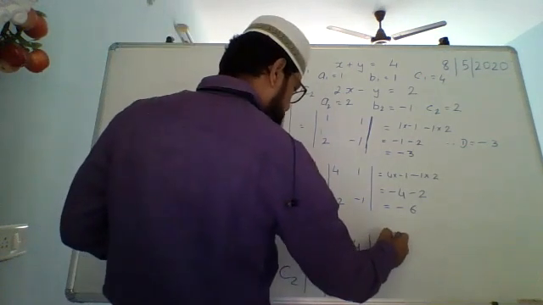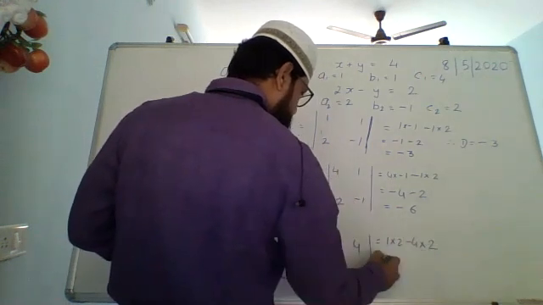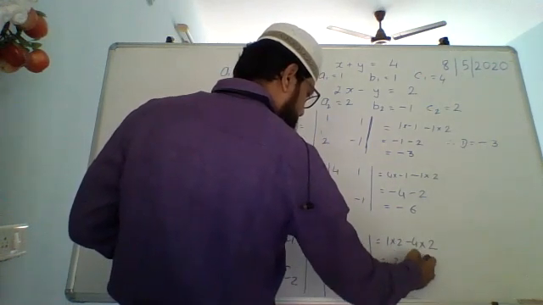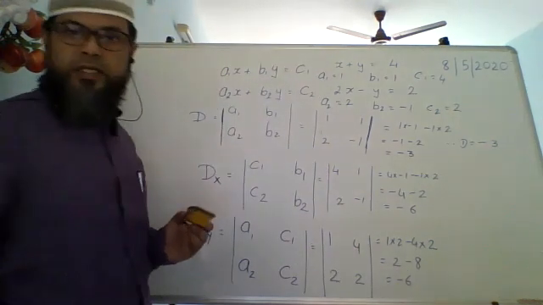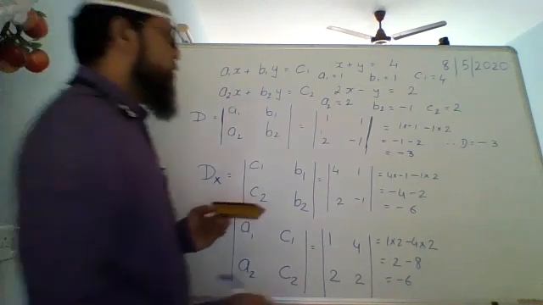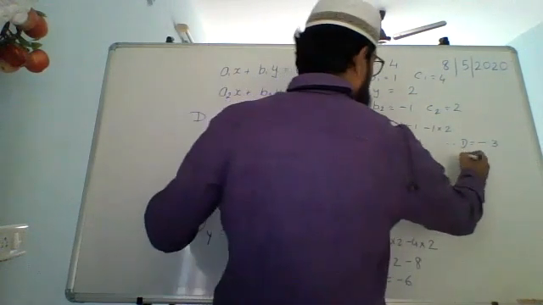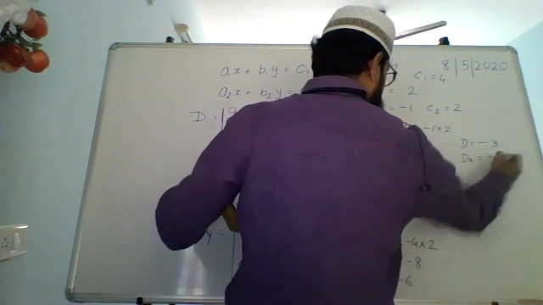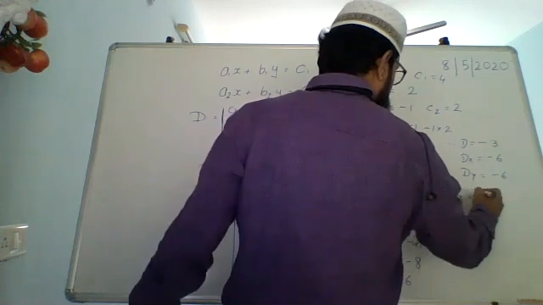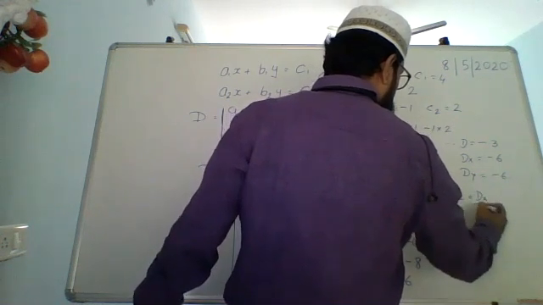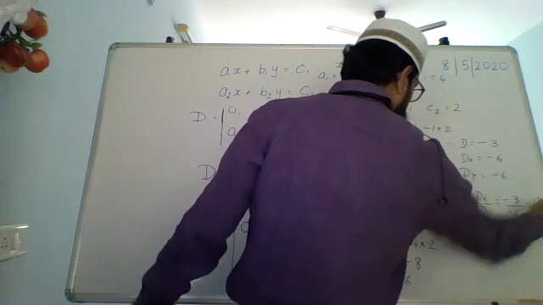This is going to be 1 into 2 minus 4 into 2, minus 8, which is equal to minus 6. So we have got D as minus 3. Here we have got dx. Dx equals minus 6 and dy also equals minus 6. So what is x? X is dx upon d, which is minus 3 upon minus 6, which is 2.